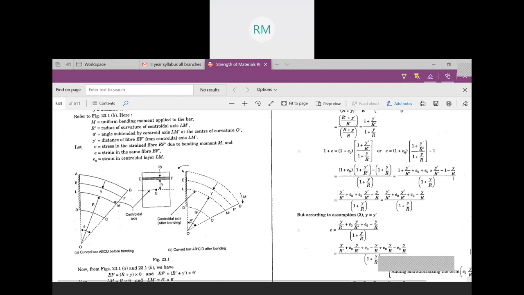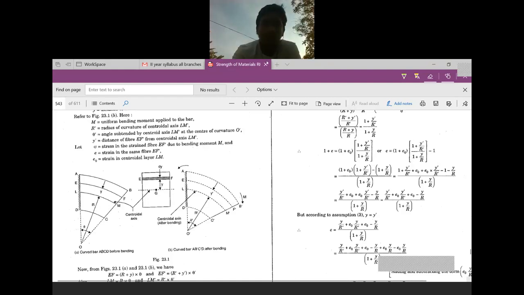Those who are admitting, just message your roll number there in your chat.